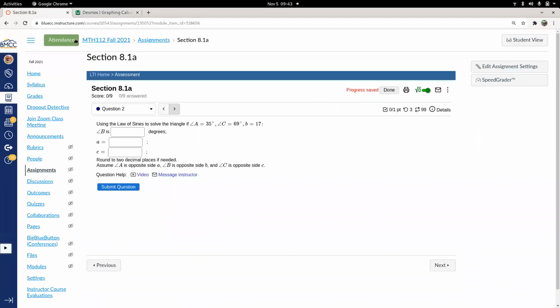All right, so we use the law of sines to find these here, and yeah, pretty straightforward. Let's try another. A little bit of work though.